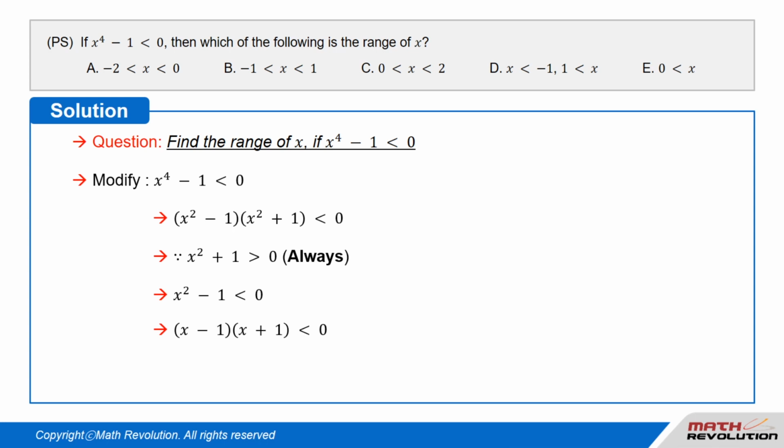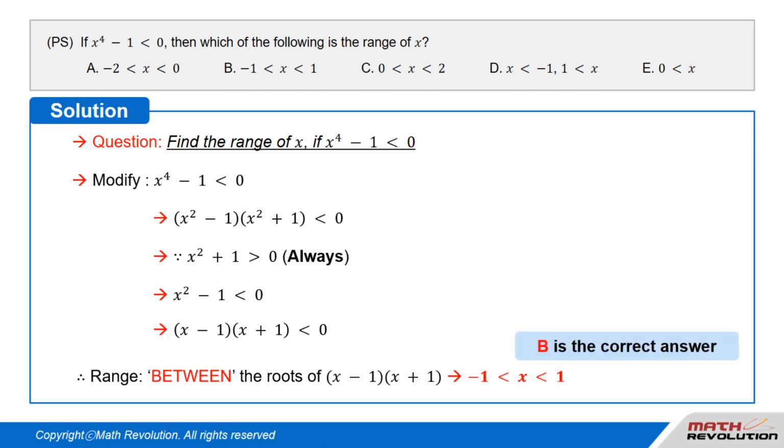This can be further written as whole of x minus 1 times whole of x plus 1 is smaller than 0. We are looking at an inequality with a range between the roots of whole of x minus 1 times whole of x plus 1. Hence, negative 1 is smaller than x, which is smaller than 1. Thus, B is the correct answer. Answer B.